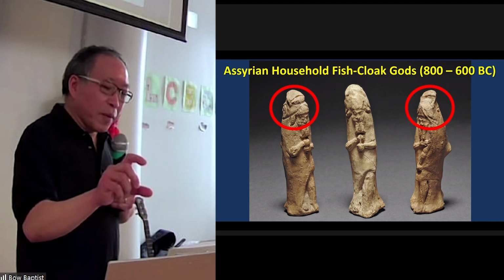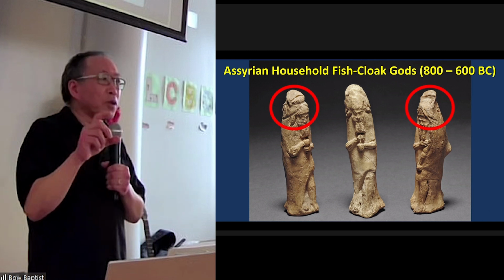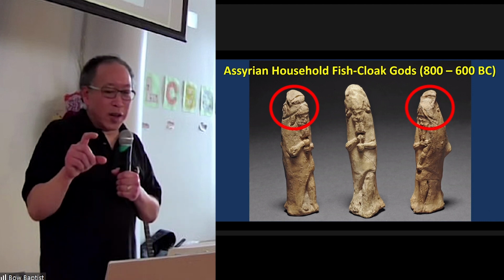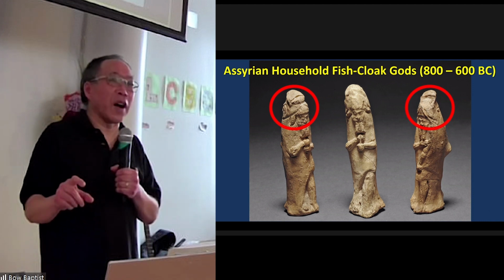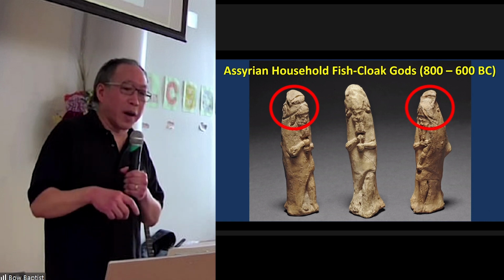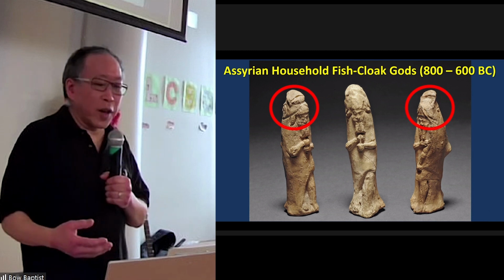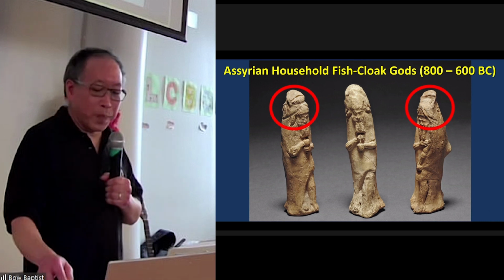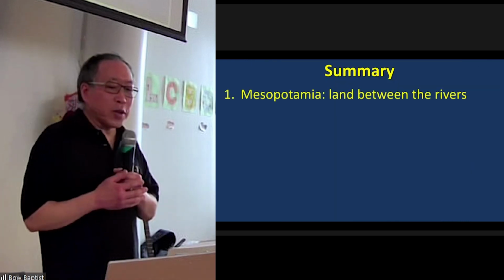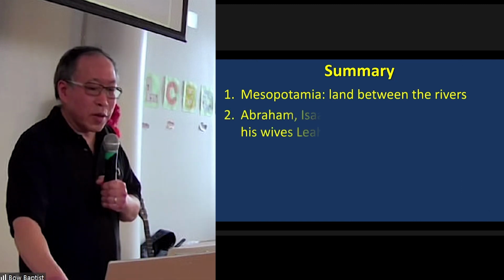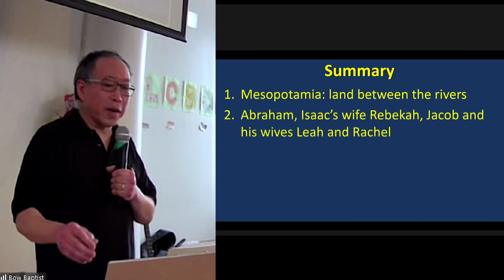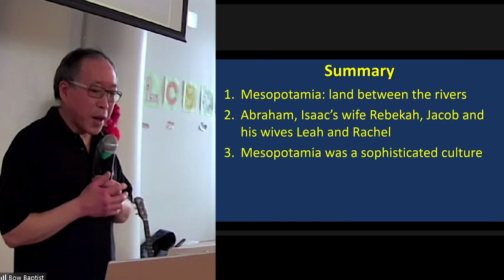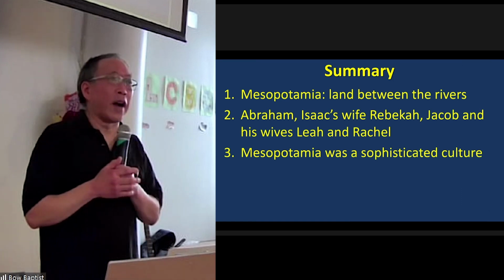But here, the other more relevant part is that these household gods are mentioned when Jacob sneaks away from Laban, and we see that Rachel steals her father's household gods, and they're small enough to fit into a camel saddle, where she can sit on them. And so this could be something like those household gods that Rachel had stolen. So we found out that Mesopotamia, land between the rivers, still there today. Abraham, Isaac's wife Rebecca, Jacob and his wives Leah and Rachel come from Mesopotamia, and that Mesopotamia was a sophisticated culture out of which Abraham came.